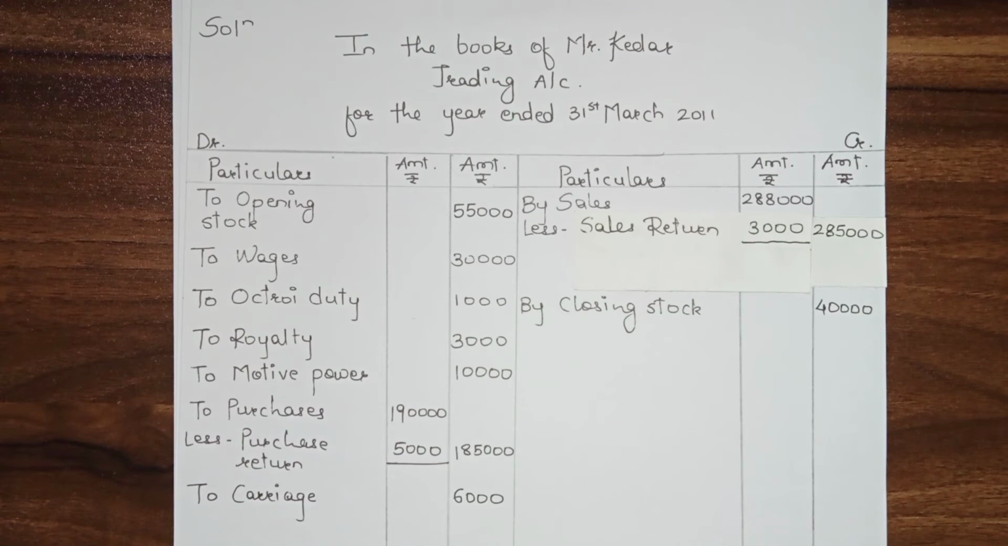Now the last part we have to do is totaling of both sides, that is of the debit side and of the credit side, and find out the difference between the two. If the debit side is larger than the credit side, then it is a loss for Mr. Kedar. But if the credit side is larger than the debit side, then it is a profit for Mr. Kedar. So let's find out by totaling both the sides.